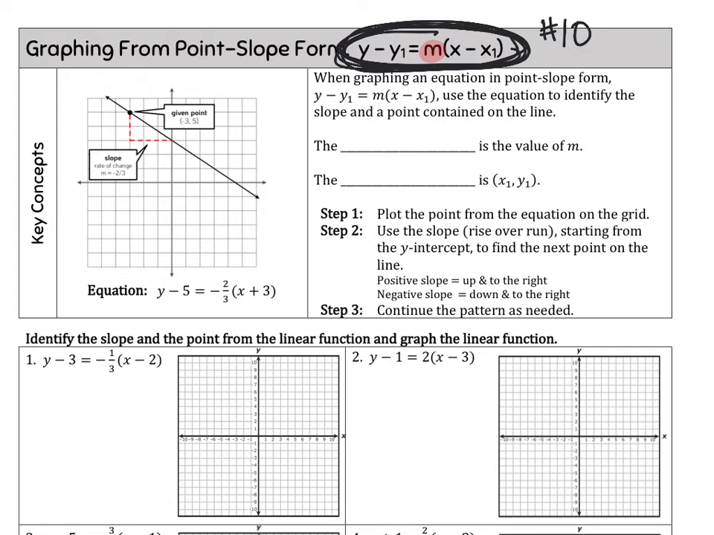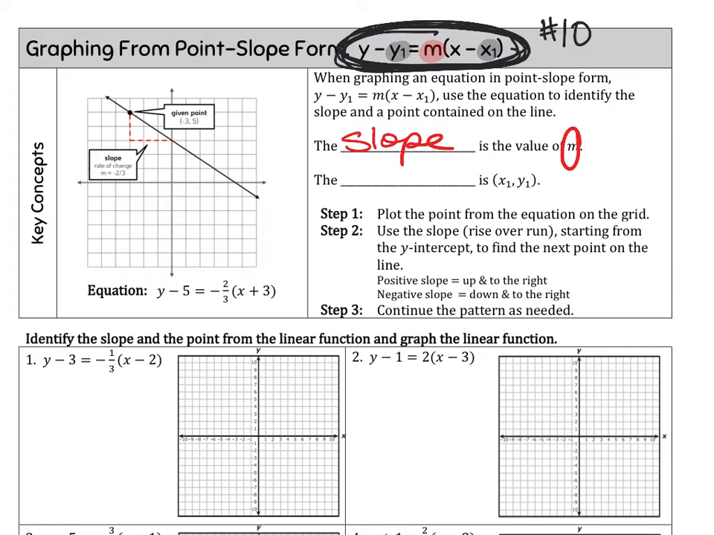This gives me a slope. It's still m. It also gives me a coordinate point, x, comma, y. But this is a little bit confusing, so stick with me for a second. Still, the slope is the value of m in the equation, and we're still going to circle the m.